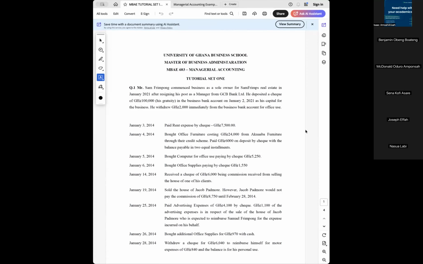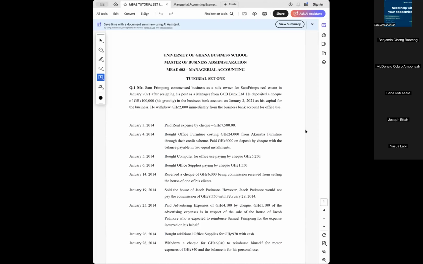Mr. Sam Frimpong commenced business as a sole owner of Sam Frimps Real Estate in January 2021 after resigning his post as manager from GCB Bank Limited. He deposited a check of 100,000 cedis, his gratuity, in the business bank account on January 2nd, 2021 as his capital for the business. He withdrew 2,000 cedis immediately from the business bank account for office use.